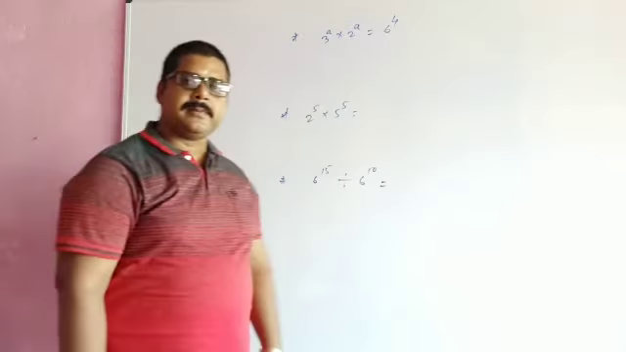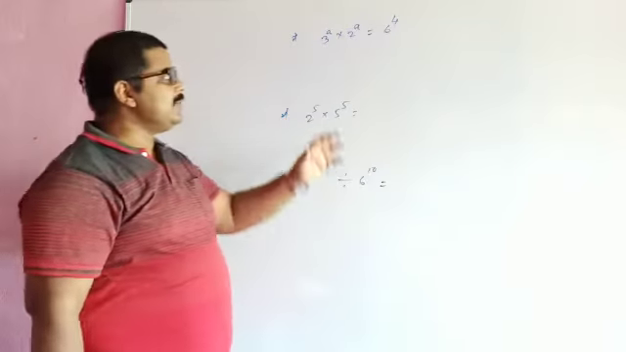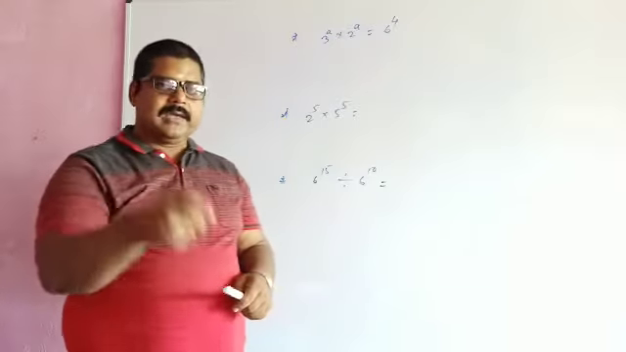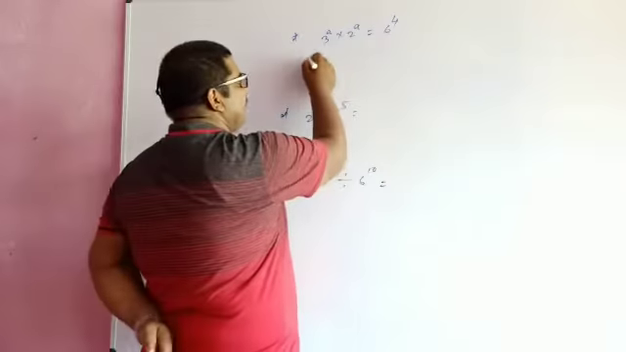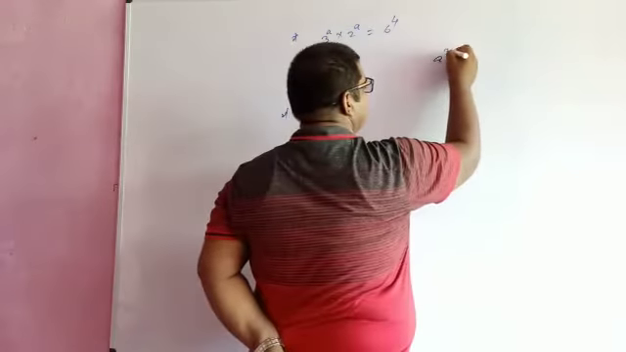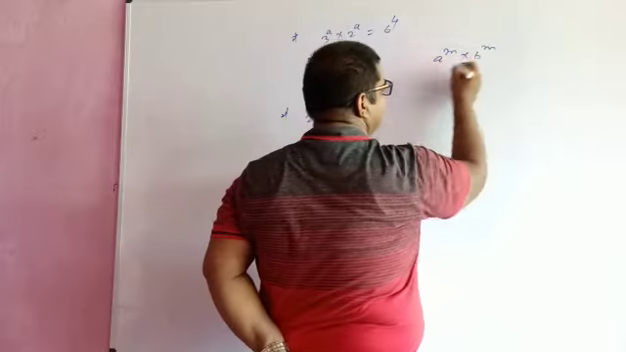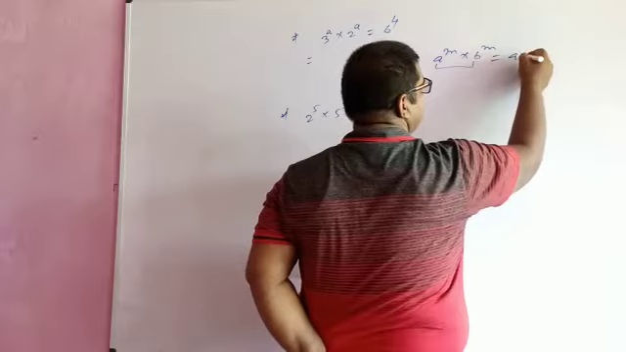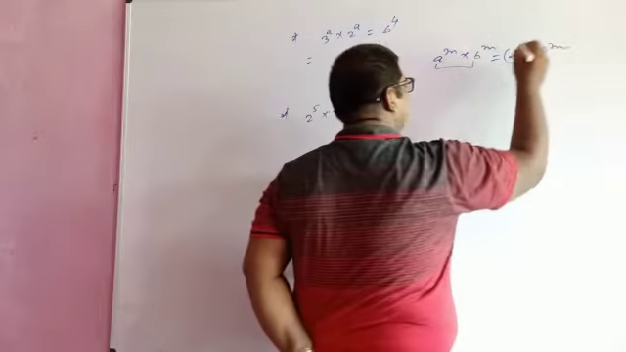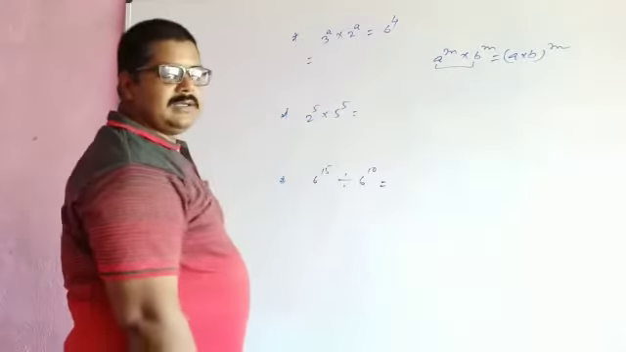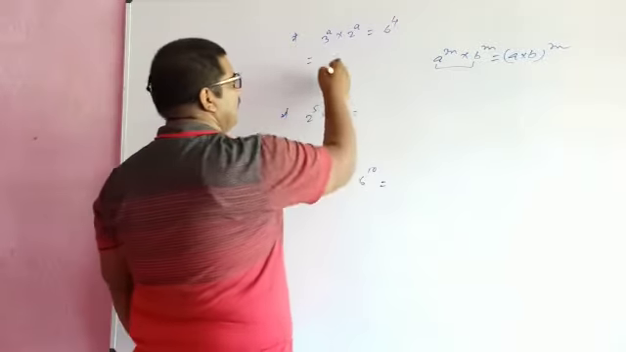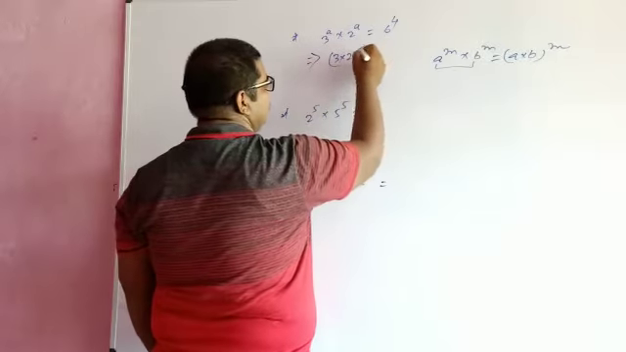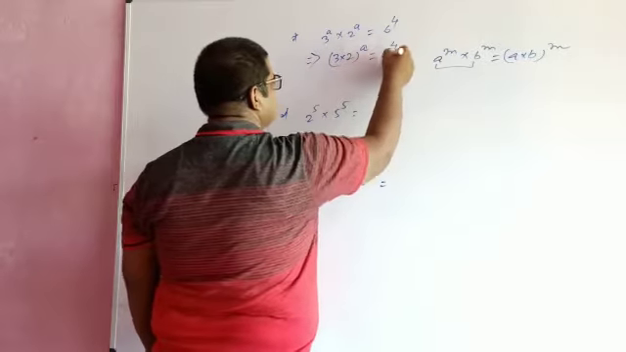First question: 3 to the power a into 2 to the power a is equal to 6 to the power 4. And in this question, you have to find out the value of a. Actually, you have to utilize the formula a to the power n into b to the power n. When bases are different and powers are same, you can apply this formula: a into b raised to the power n. By utilizing this formula, you can write 3 into 2 to the power a is equal to 6 to the power a.